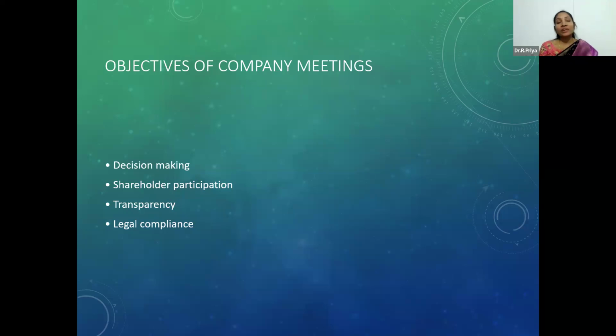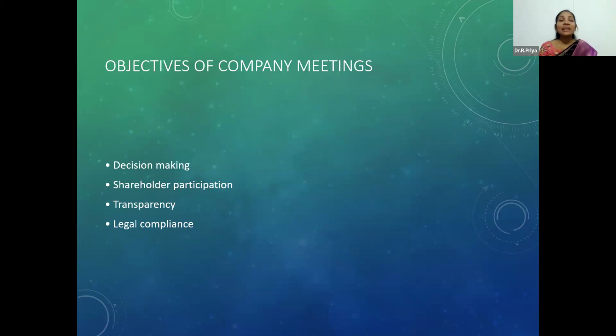Then the third one is transparency. Transparency is achieved when the company openly discloses information to its members during the meetings. The presentation of the financial statements, the directors' report, the auditors' report, and the explanatory statement helps stakeholders understand the company's financial health, management decisions, future plans, and the risks and challenges faced by the organization. So regular and well conducted meetings promote trust between management and stakeholders.